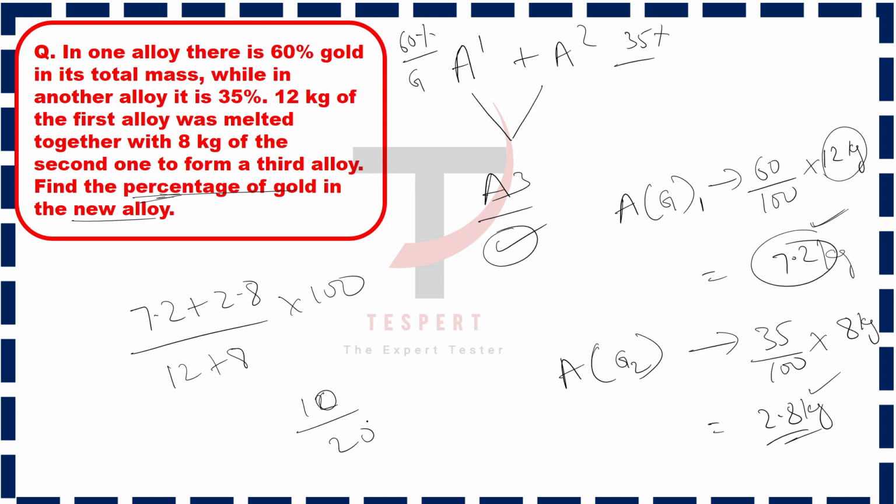10 by 20 into 100, this is 50%, right? So 50% is the total percentage. This is the percentage of gold in new alloy.